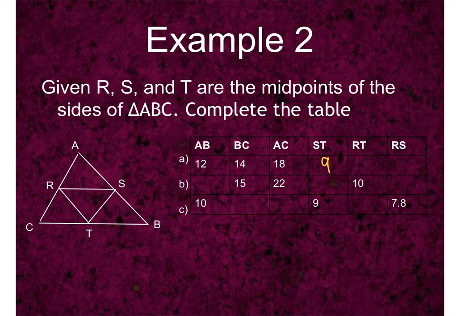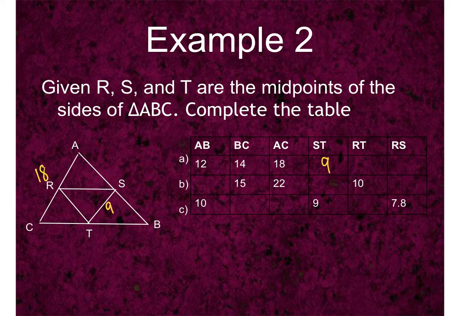First, I saw ST is parallel to AC, and then using the midpoint, it shows that it's cut in half, so I use the formula: ST equals 1/2 of AC, giving 9. Remember, every mid-segment is going to be exactly half of one of the sides. Divide by two. So this one has to be 9, half of the 18.